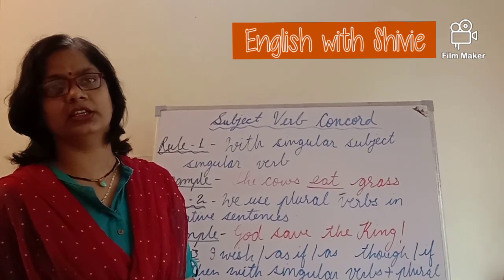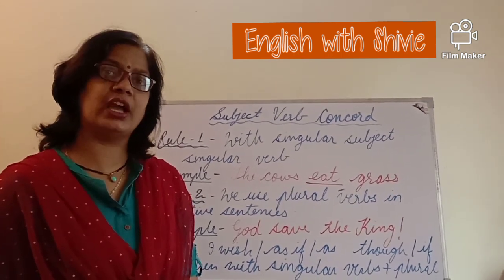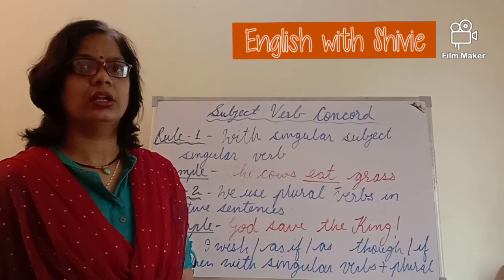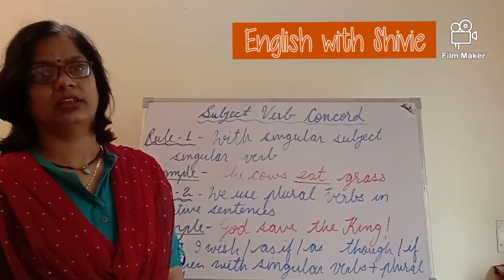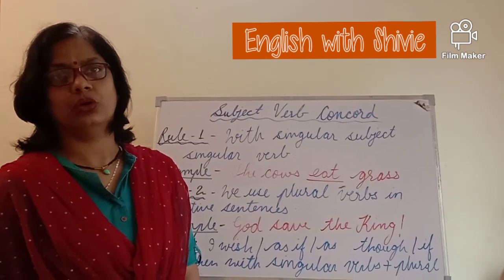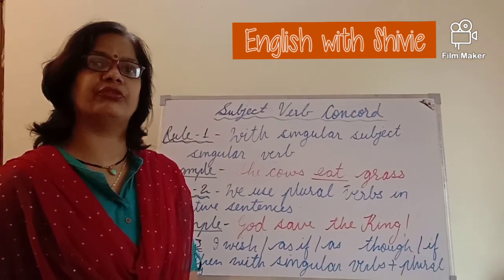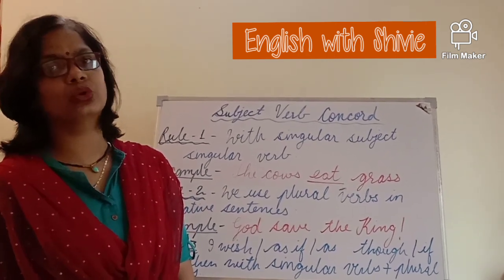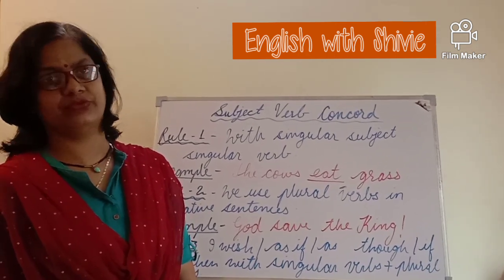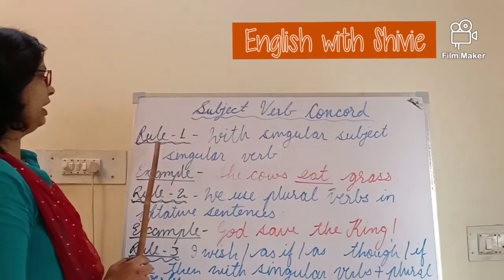If the subject is there, which type of verbs do we have to use? Or if the verb is there, which type of subject may be used? So here are so many rules. We have to learn them, we have to see them. We will learn through the rules what the subject verb agreements are. So here are the rules.